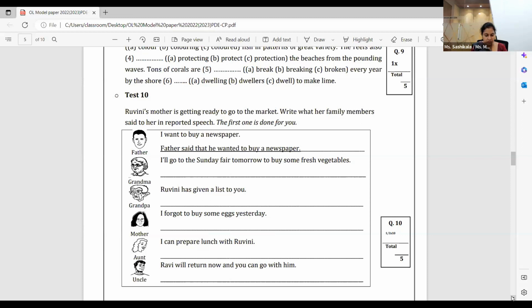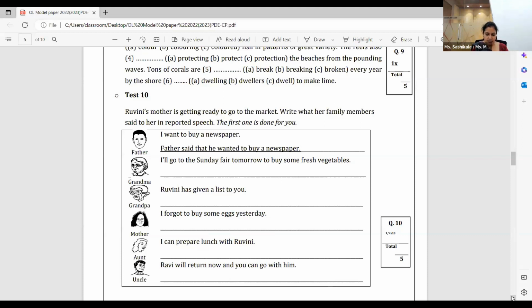So I here is a lady, a female, so you have to use she there. Mother said that, not I, she had forgotten to buy some eggs yesterday. So that should be the previous day or the day before. Shall I read it once again? Mother said that she had forgotten to buy some eggs the day before or the previous day.